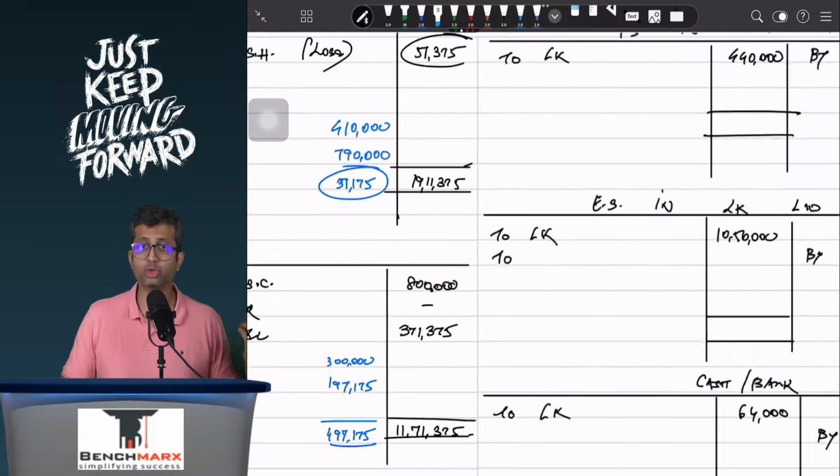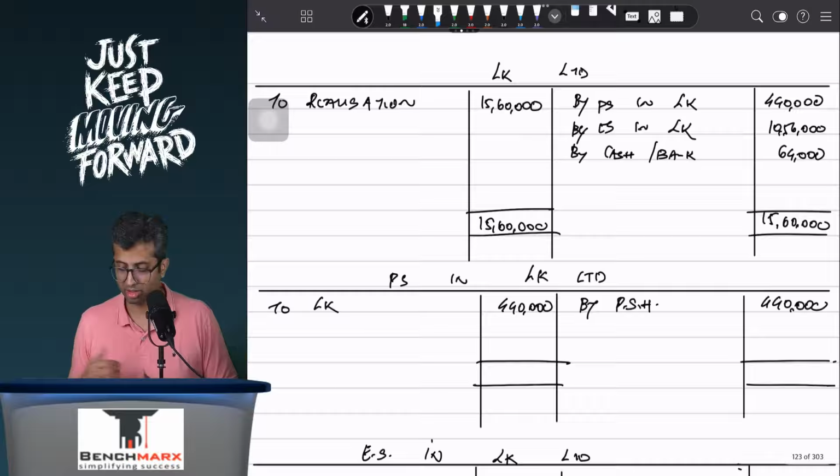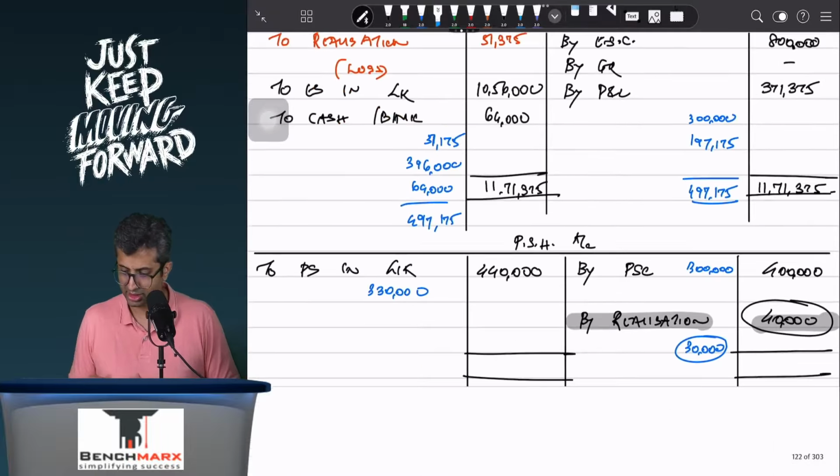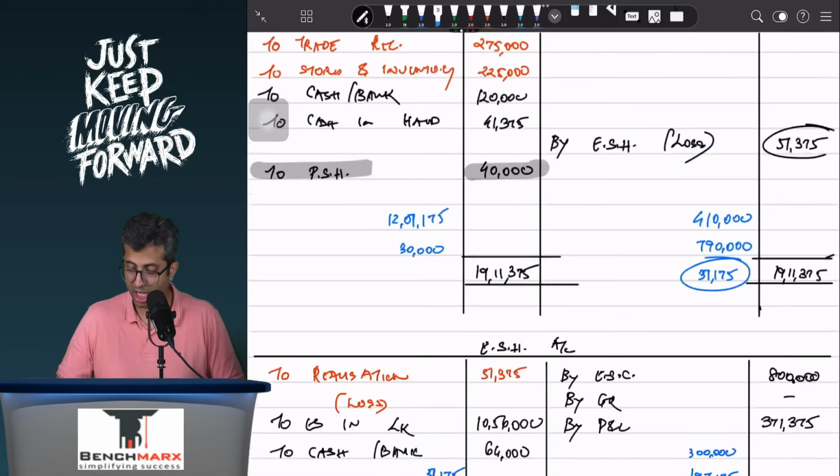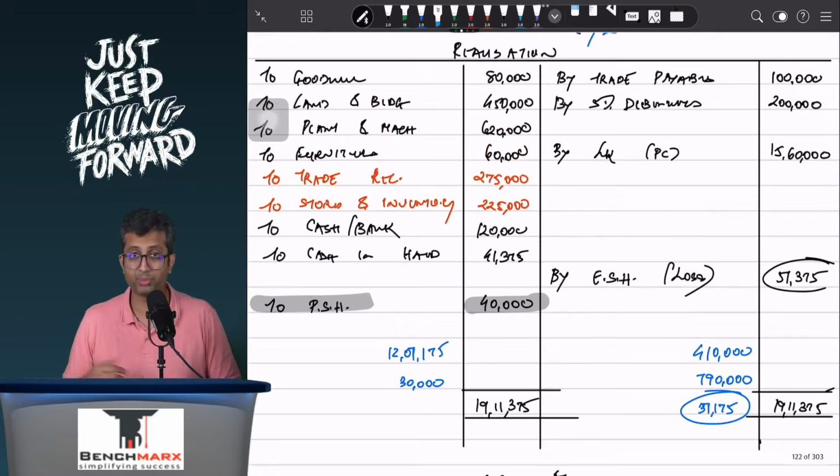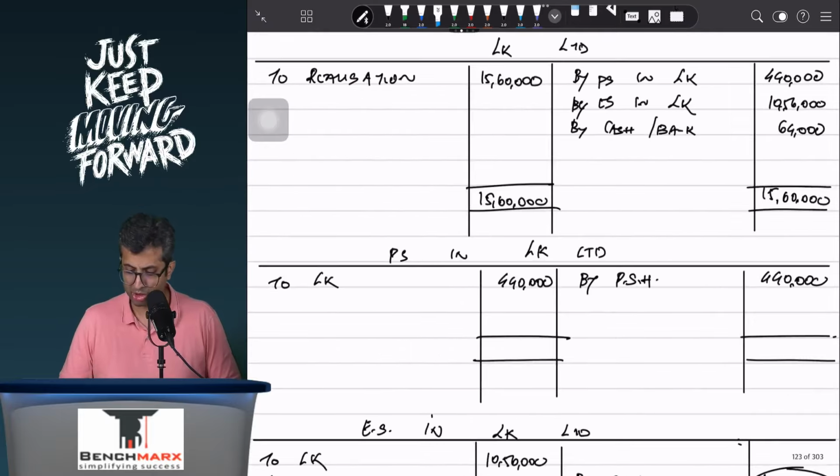Once that is done, you will go to the preference shares where you will take 4 lakh. Is there any preference share? Yes, you will take 4 lakhs over here in the preference shares. Then you will receive the PC. When you receive the PC, LK will pay 15,60,000 over here. So in the books of LK, there will be 15,60,000.